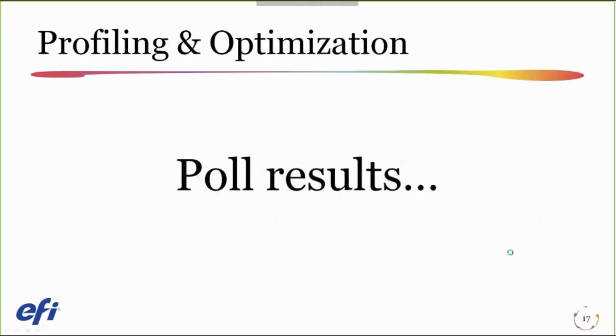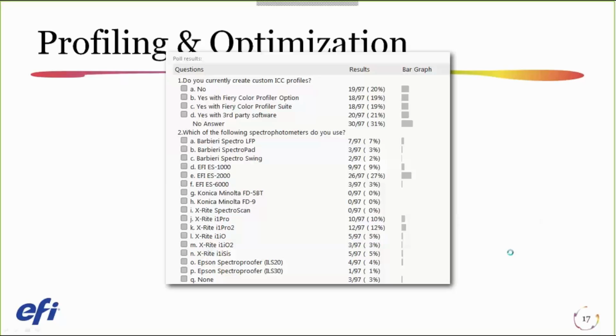Carrie, do we have the poll results? We do, John. You should now see them on screen. Okay, so we've got pretty much equal amount of people that don't currently create profiles, use the Fiery Color Profiler option, the Color Profiler Suite, or a third-party package, and then the majority want to keep it a secret. The ES2000, not surprising, one of the more common devices out there and one of the most popular, and again, even more people want to keep it secret. So it's okay, we wouldn't tell anybody, but good information. So a lot of you are doing profiling now. Some of you are not.